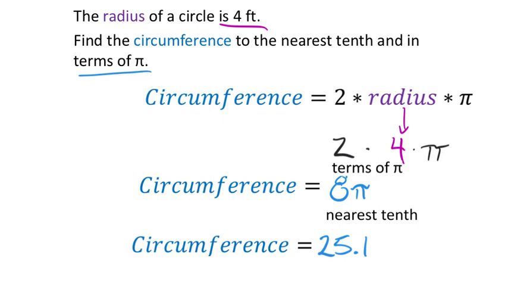I'm not doing this to be a jerk. I just want to make sure that everyone remembers to label their answers. These are in feet, so make sure you put 8 pi feet and 25.1 feet. If you do not label these on an exam, you'll lose points, which we don't want.